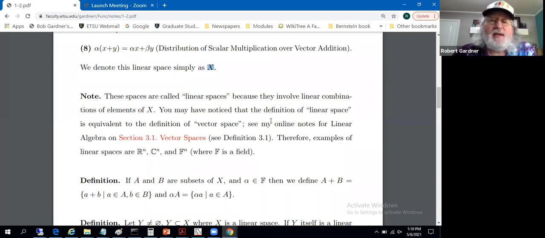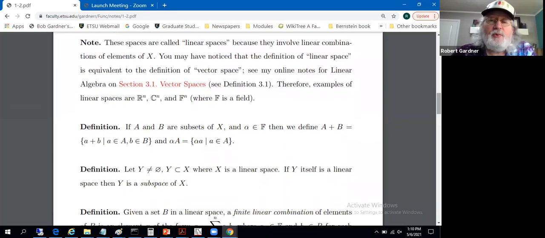You may have noticed that the definition of linear space is the same as the definition of a vector space. Check out my linear algebra notes, hyperlink to those, and definition 3.1 of a vector space. In linear algebra, it's defined over the scalar field of the reals, but other than that, it's the same thing we've done here. We're just using a more general field for scalars.